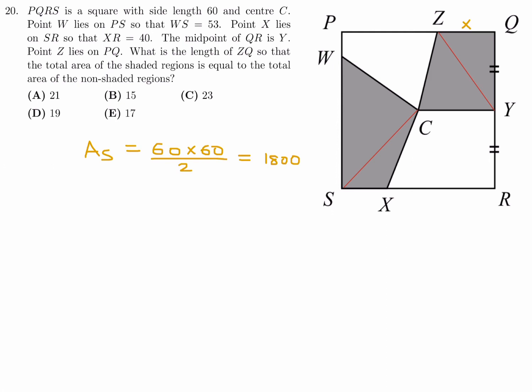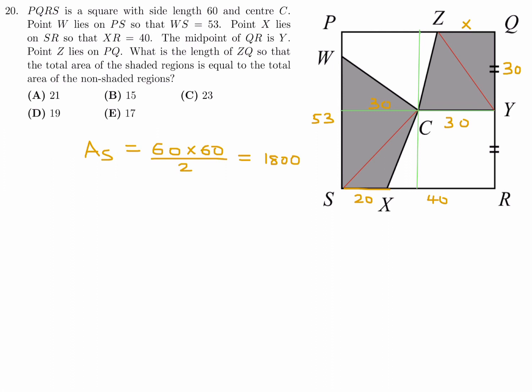We're going to need some dimensions here. This they give me is 53, this is 40, so this is 20. And then C is the center, and that's very important because that's going to help us a lot. Since C is the center, we can essentially just split it down the middle and we'll get 60 divided by 2 for those half sides. So that means from here to here is 30, from here to here is 30, from here to here is 30, and so on.